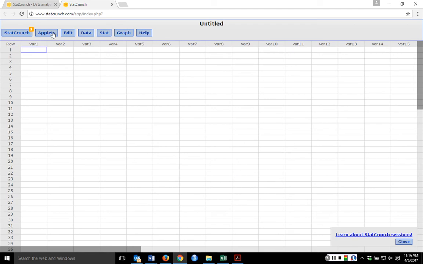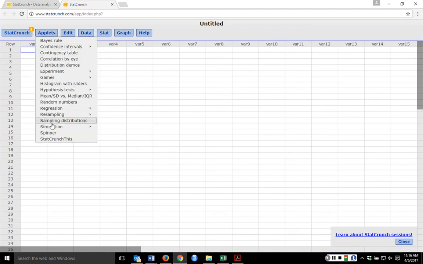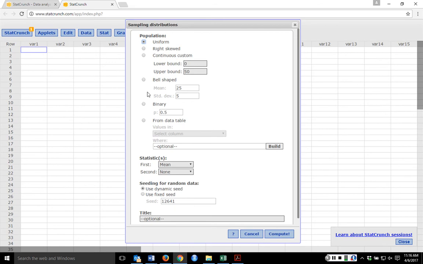So following the notes' directions, I'm going to go to Applets, and then Sampling Distributions. I'm going to choose the binary option, and we're going to put in a p of 0.4. What this number represents, and I didn't tell you this at the beginning of course, is that inside each of your tubs, 40% of the beads were black, and the other 60% were yellow. So I'm setting up my little simulation here to have 40% of my beads being black. And then I'm going to hit compute.